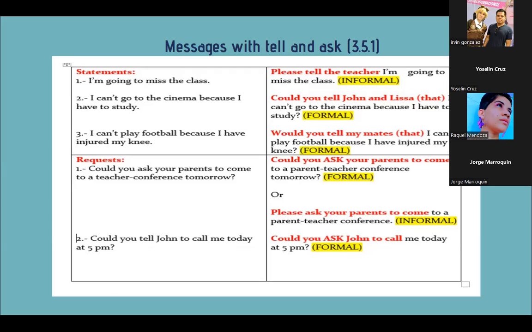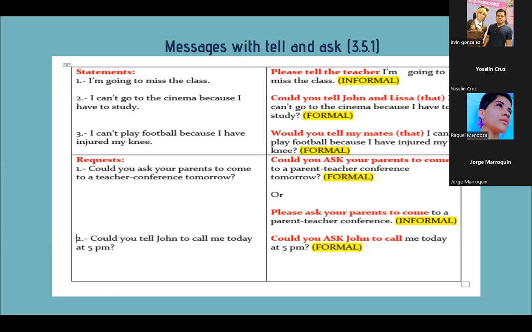Okay? Or you can say, teachers have to come to the conference tomorrow. That can also be a request. Could you tell your parents to come to the teachers conference tomorrow? You see? Those are the changes you can make. All right, questions, everybody? Okay. Questions? No?